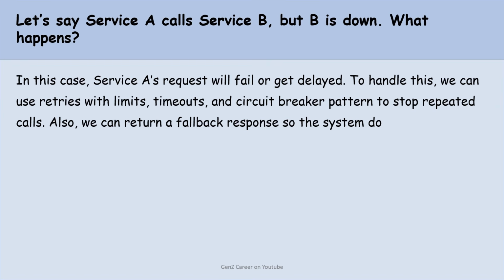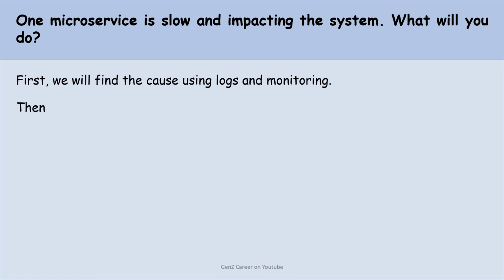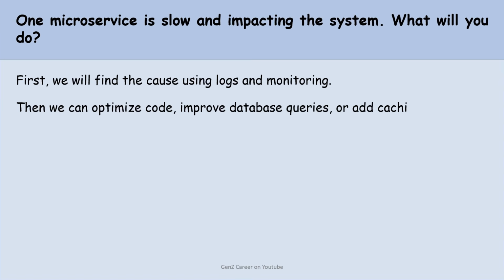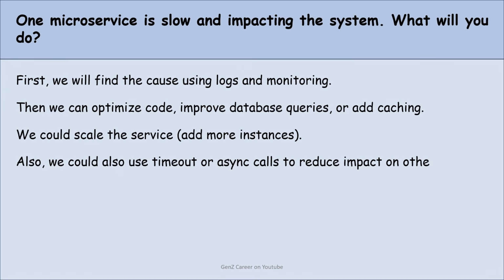Okay. One microservice is slow and impacting the system. What would you do? First, we will find the cause using logs and monitoring. Then we can optimize the code, improve the database queries, or add caching. Okay, we could also scale the service by adding more instances. Also we could use timeouts or async calls to reduce the impact on the services. Are you getting my point?